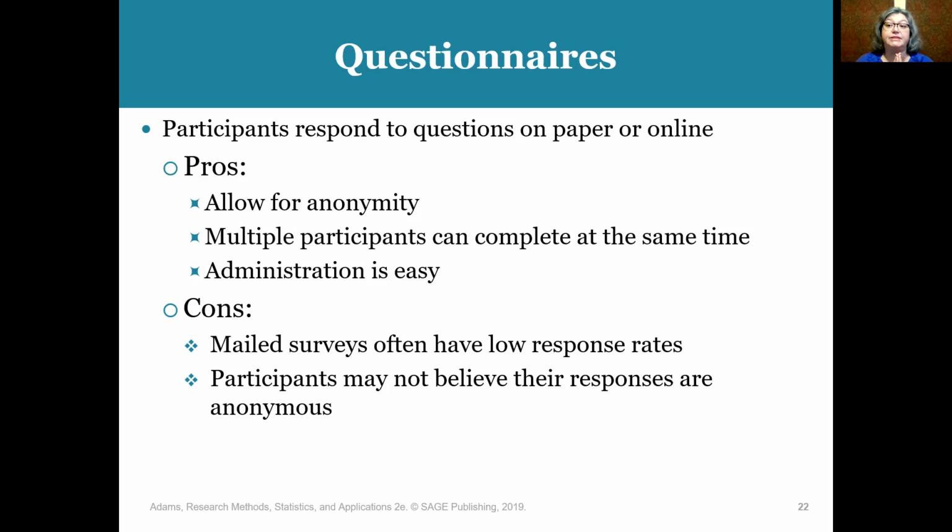One of the problems with surveys, whether they're mailed or online, is that participants may not believe that their responses are anonymous. They may believe that they can be tracked in some way. That's especially true with online surveys. People think that you have their IP address and maybe can go find them. So that's a real issue. And one final thing for these online questionnaires that's a con is that you cannot really guarantee that the person who's taking the survey is the person who they say they are.